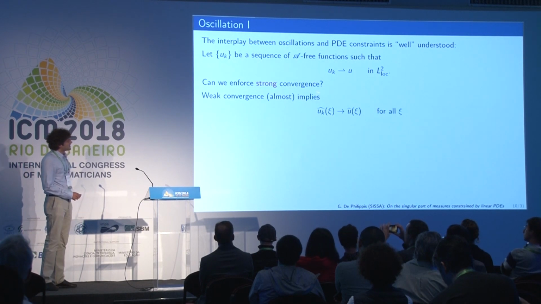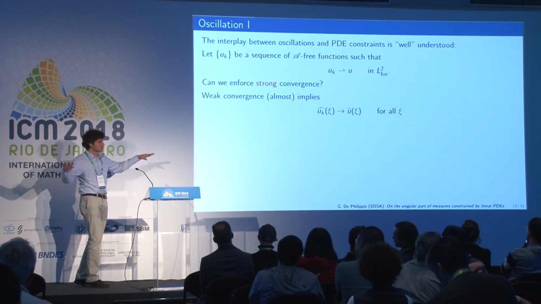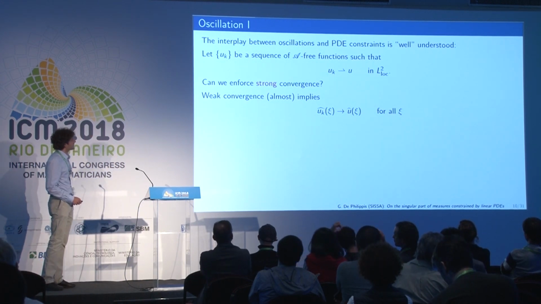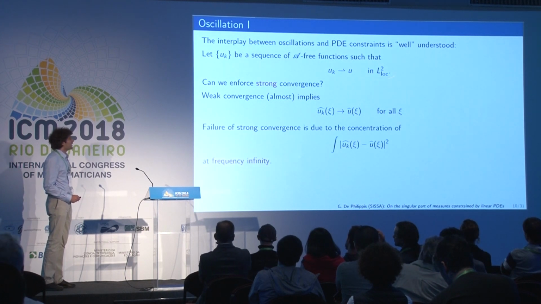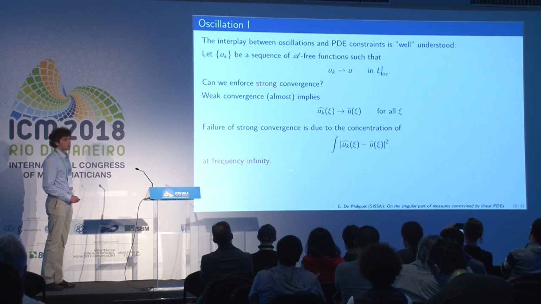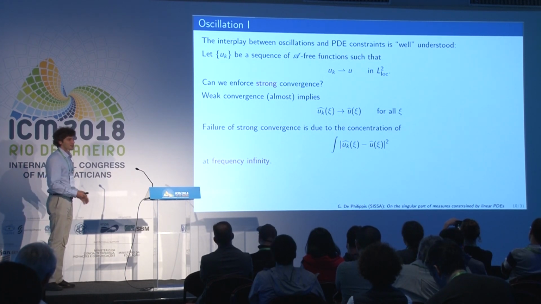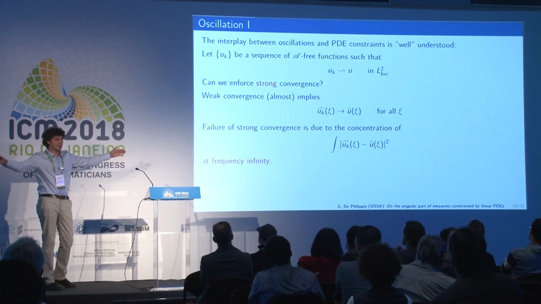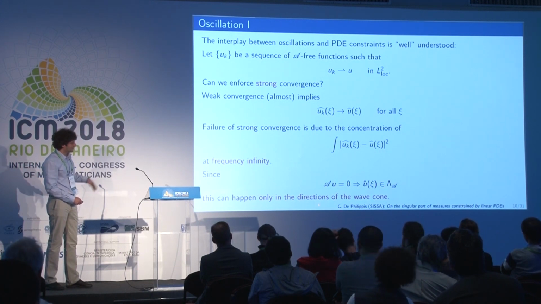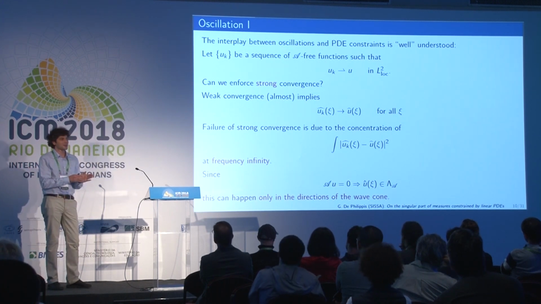Well, we see that weak convergence basically implies that the Fourier transform is pointwise converging. This is true if you ignore what happens at spatial infinity, if you, for instance, put all the supports of your sequence in a bounded set. This is just the dominated convergence theorem. And now you see that the failure of strong convergence, because of the Plancherel theorem, is just the failure of this integral to go to 0. And since the sequence is pointwise converging to 0, this can just happen if the mass wanders out at infinity. But now, since solving A of u equals 0 is the same thing as asking that the Fourier transform of u belongs to the wave cone, this loss of mass can just happen in the directions of the wave cone.